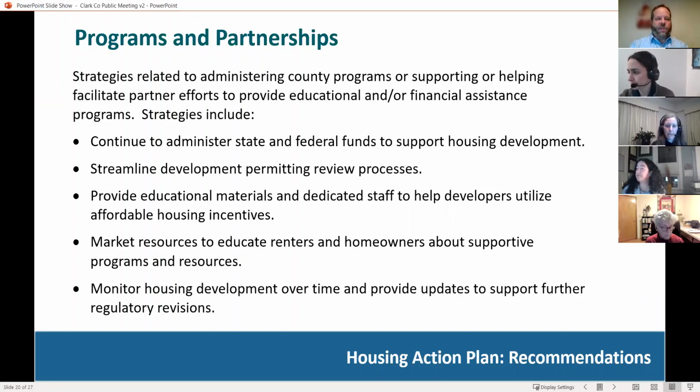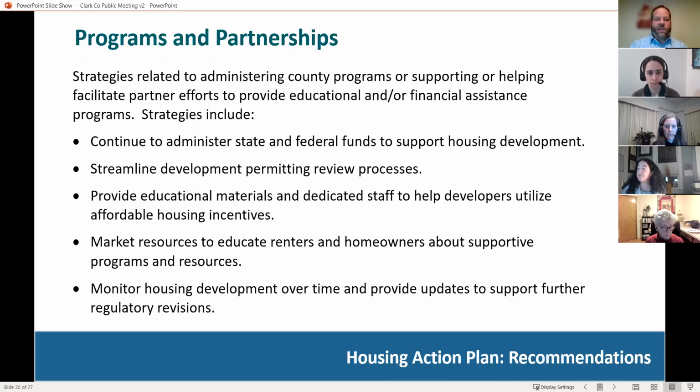We want to look at streamlining development and permitting review processes to reduce development review times and save lower costs. Provide educational materials and dedicated staff to help developers utilize affordable housing incentives. Dedicated staff to help developers understand and use those affordable housing incentives was one of our more popular strategies.